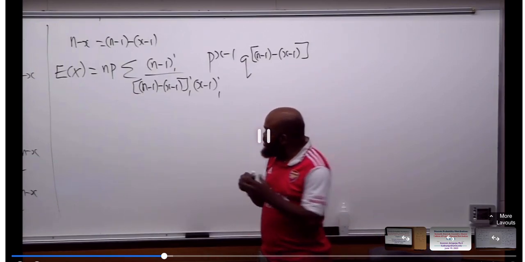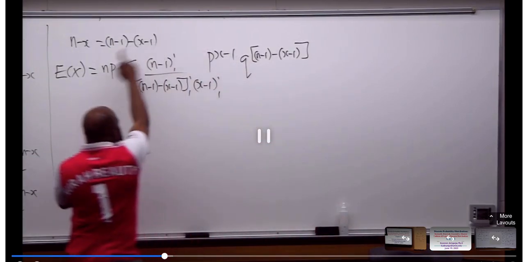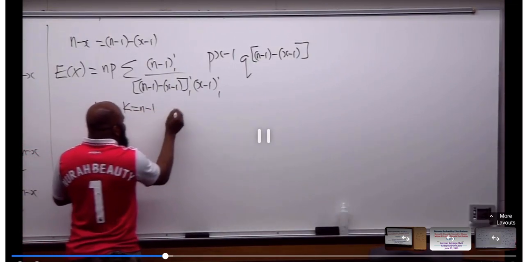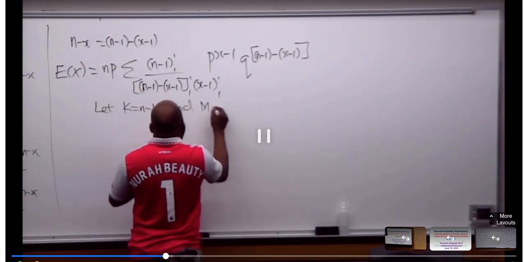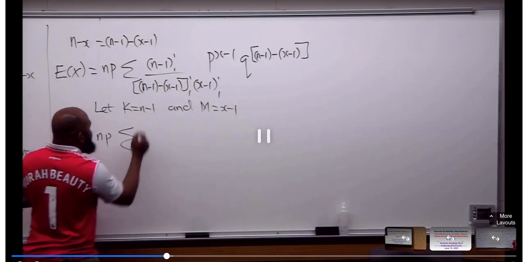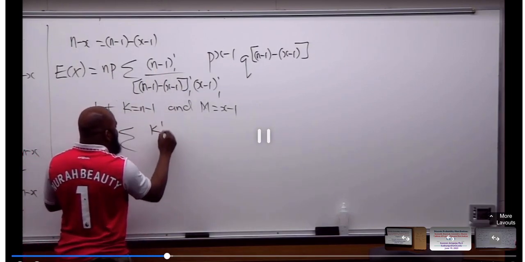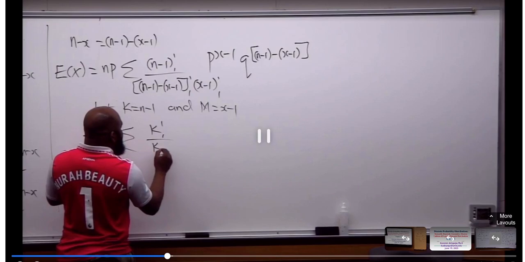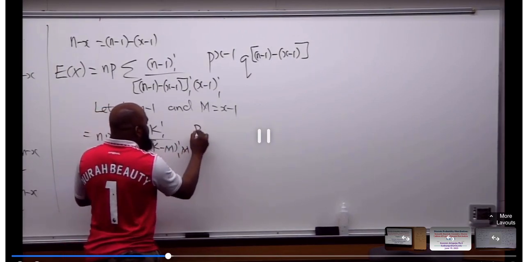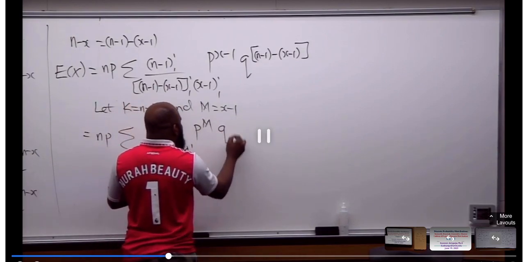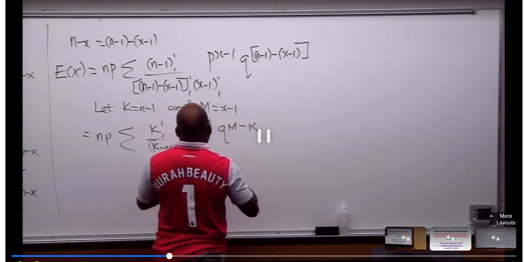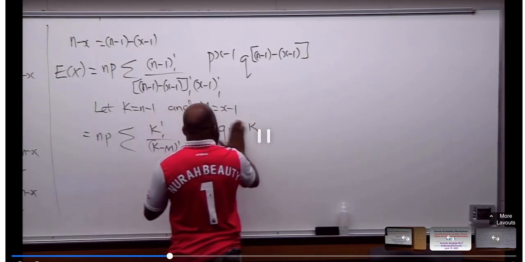Now when you take a look at this, I can let k be n minus 1 and m be x minus 1. Then if I want to rewrite that, instead of that I'm going to have k factorial, (k minus m) factorial, then m factorial, p raised to power m, then q raised to power k minus m.